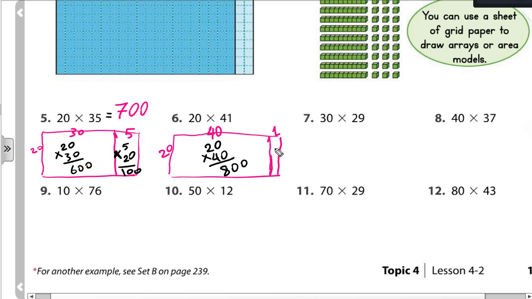And the second part, the second area. 1 multiplied by what? By 20, right? Great. 20 multiplied by 1 is 20, right? Yeah. Okay, add the two partial products, it will be 820. Excellent. Great work, my hero. And let's move to the next question.